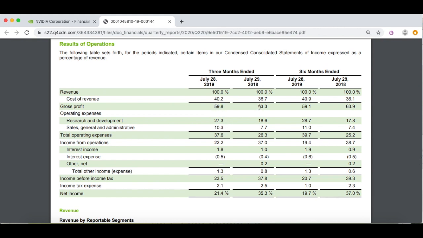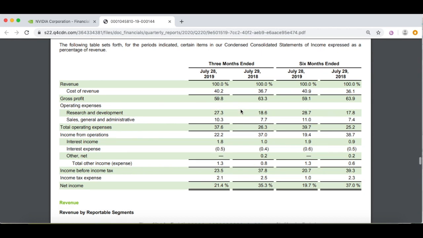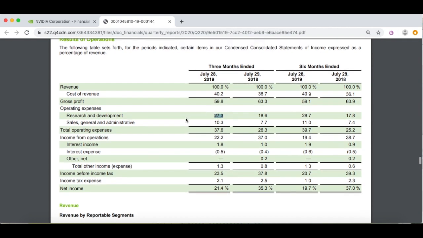59.8%. And again, you can compare it for 3 months a year ago, and you can do the 6-month trend. Again, margins are trending down. Revenues are trending down at Nvidia. This is research and development as a percentage of revenue. So revenues here is at 100%.